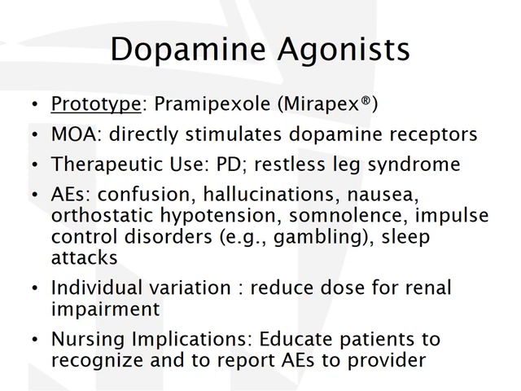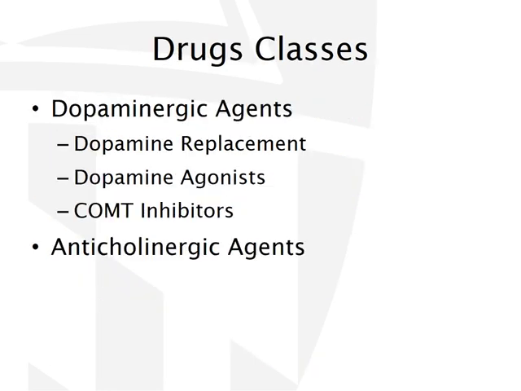These drugs do need to have the dose reduced if the patient has renal impairment. And then in terms of nursing implications, patients should be educated to recognize those potential adverse effects and report them to the provider so that they can be dealt with. And then the last dopaminergic agent that we're going to talk about are the COMT inhibitors.